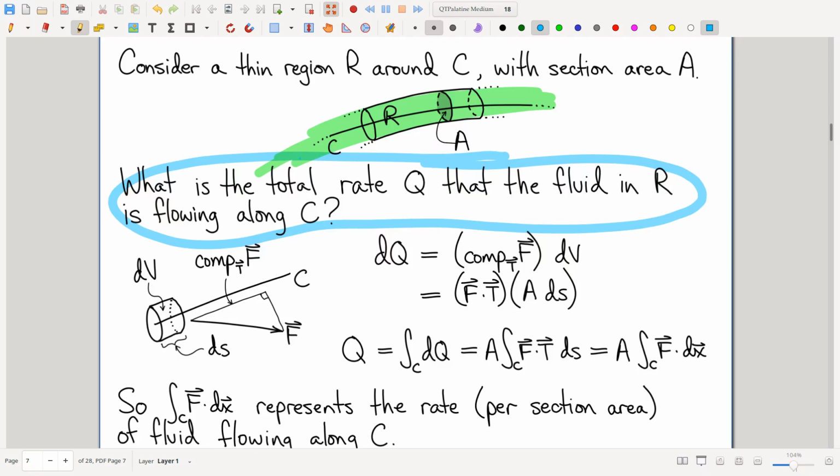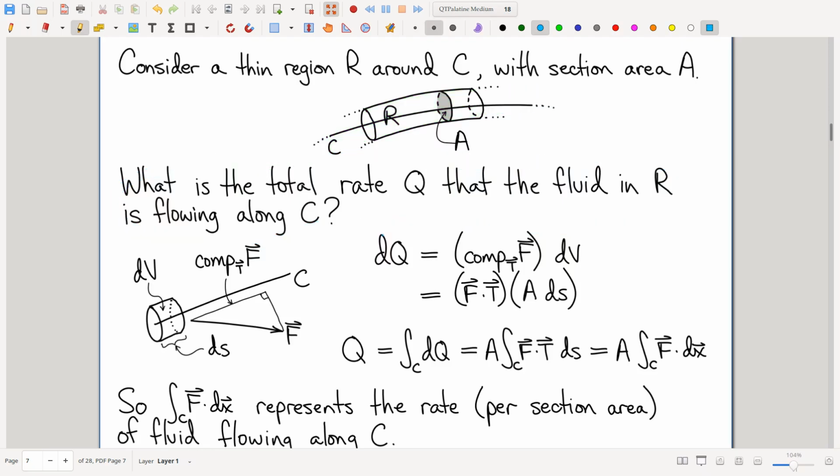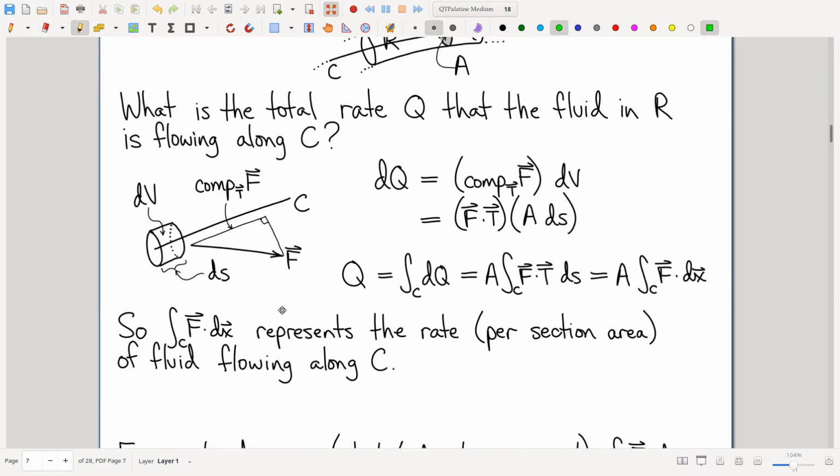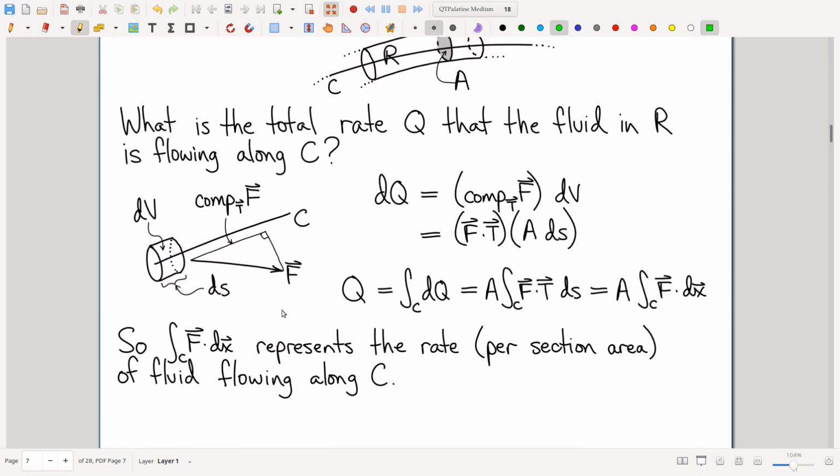And what we worked out last time is that you can just look at each little piece of fluid, and for each such piece, ask what is the component of its velocity along the curve? You can then literally add that up over the entire curve with an integral. And what we find is we actually get a pretty useful interpretation of vector line integrals. So a vector line integral is most of the answer there, as it turns out.